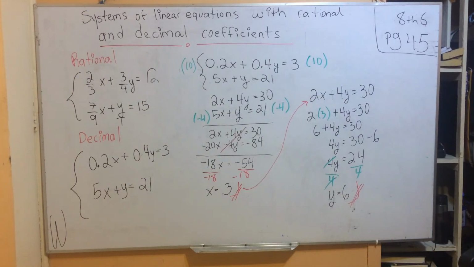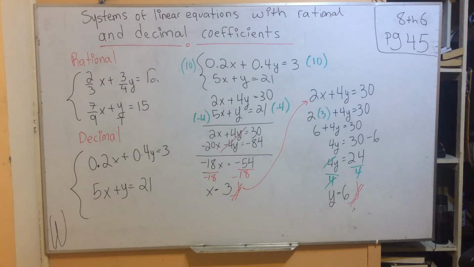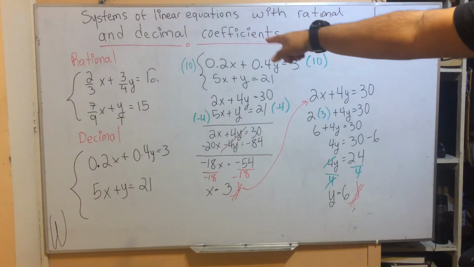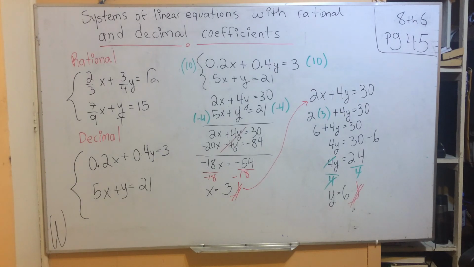Perfect. So remember, when we have fractions, what do we need? We need the least common denominator of the fractions. Between 3 and 4 is 12. Between 9 and 1 is 9. And when we have decimals, we can multiply by 10 or sometimes by 100, depending on the decimal, so that we can have whole numbers.